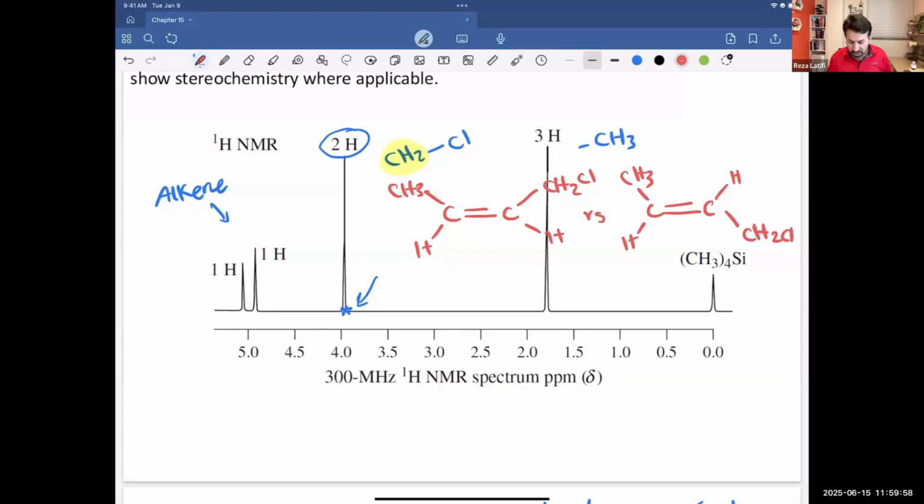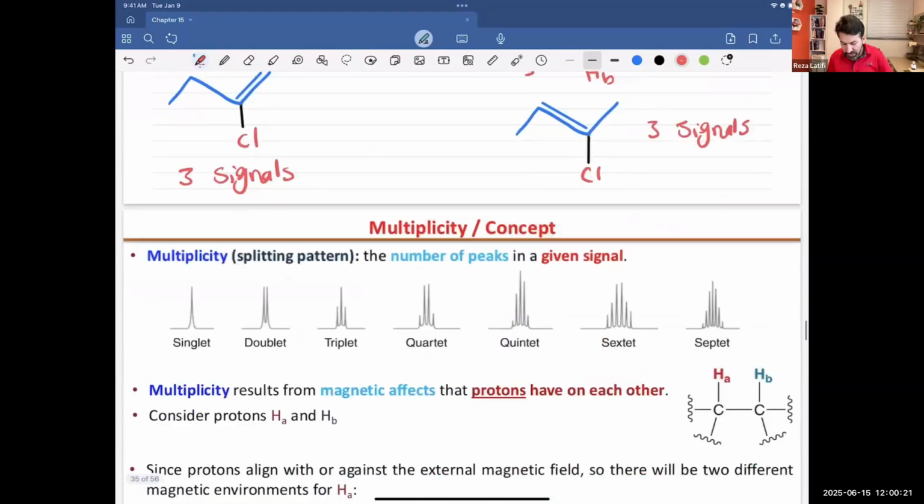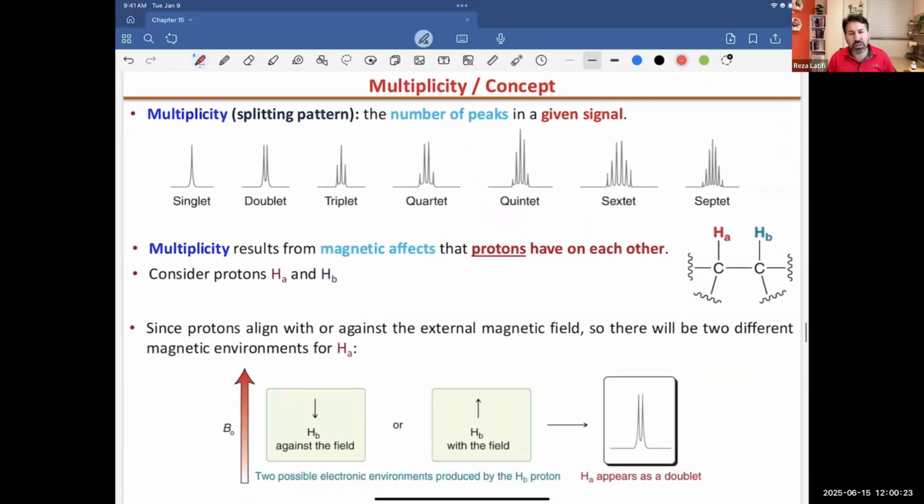And what type of data? I need to know what type of splitting we have here. Is it a single peak or split? Next, what's the gap between the split peaks? I need to know the gap between them. And this is going to be the subject of the next lecture.